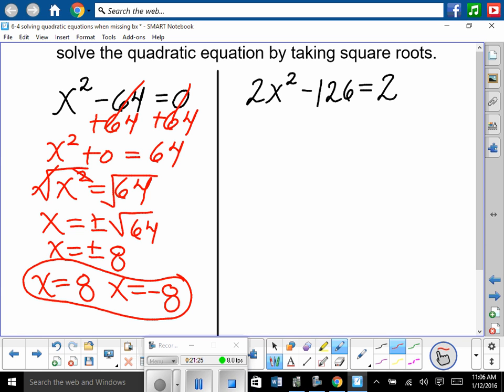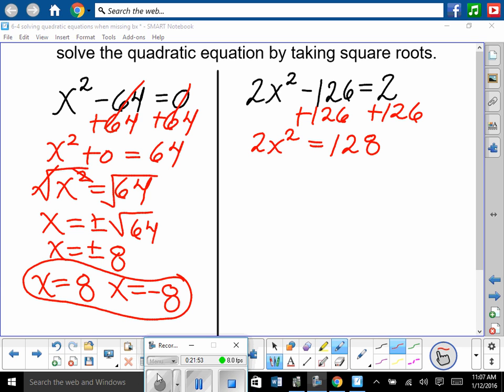Okay, let's do another one. So let's go through this. First of all, we have to isolate x squared completely. So we have to get x squared completely by itself. What we're going to do first, we've got to do it in the correct order. We're going to add 126 to both sides. So we have 2x squared is equal to 128.